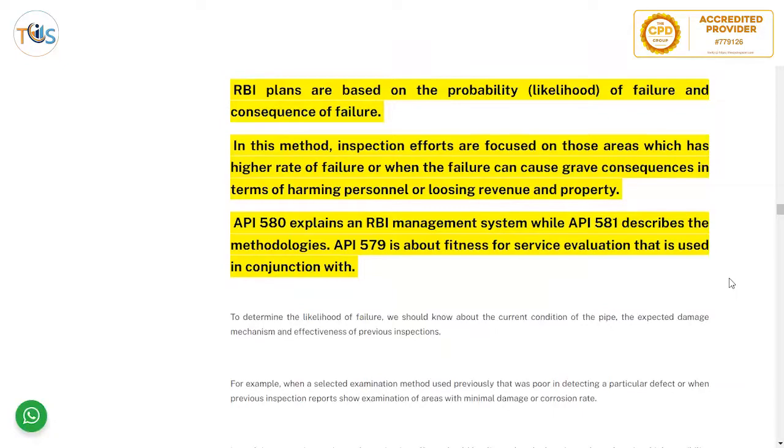In this method, inspection efforts are focused on those areas which have a higher rate of failure, or where failure can cause grave consequences in terms of harming personnel or losing revenue and property. API 580 explains an RBI management system, while 581 describes the methodologies. 579 is about fitness for service evaluation that is used in conjunction with.